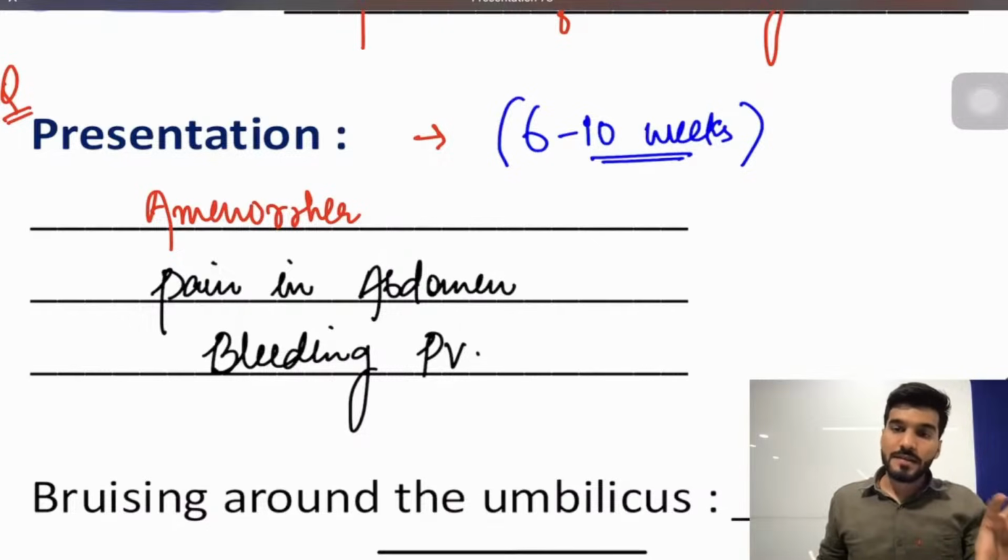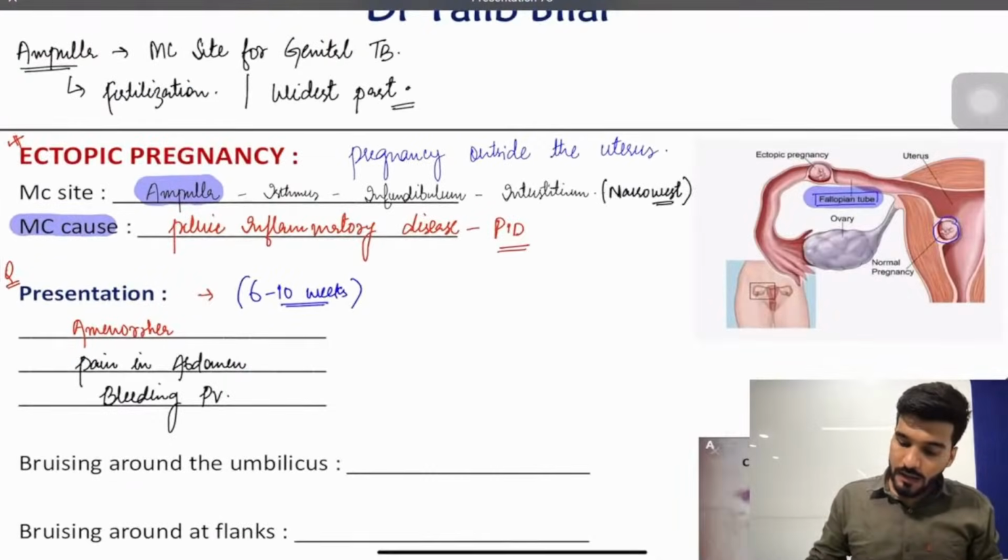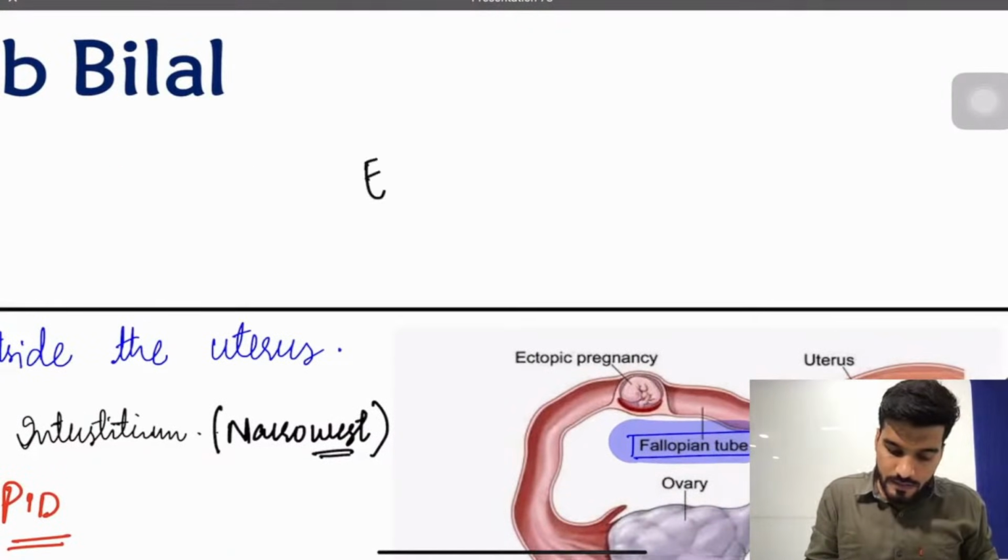Now, depending upon the site of an ectopic pregnancy, my question is: what is the earliest part of the fallopian tube to rupture in case of an ectopic pregnancy? What will be your answer? Write down the answer in the comment section.